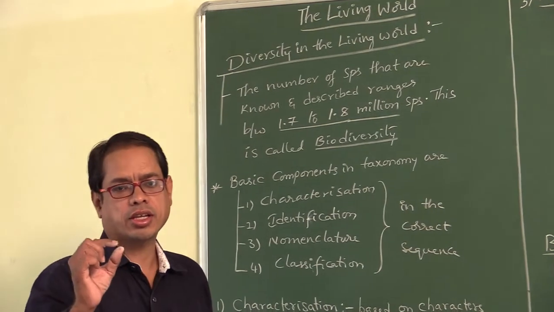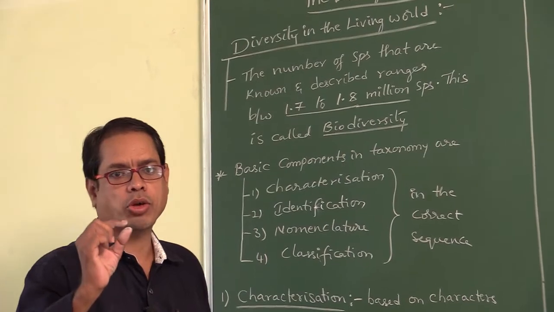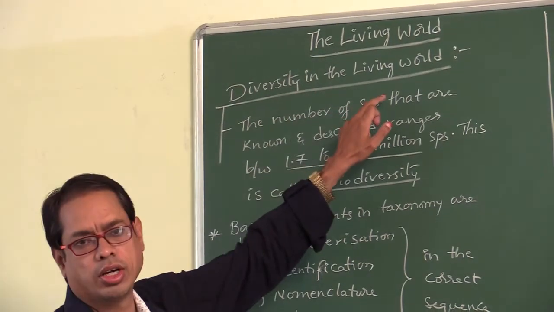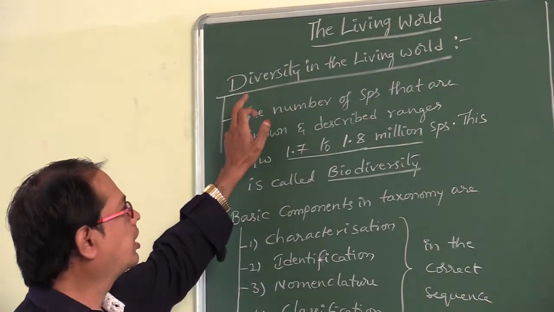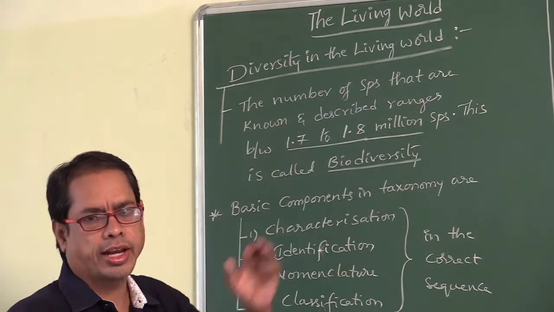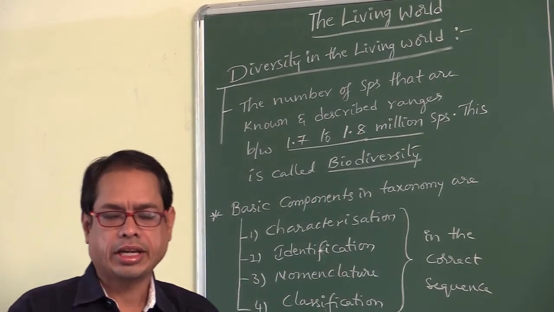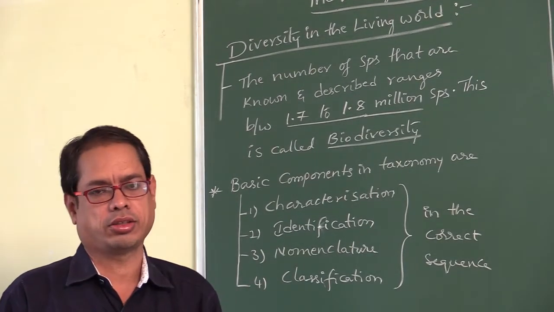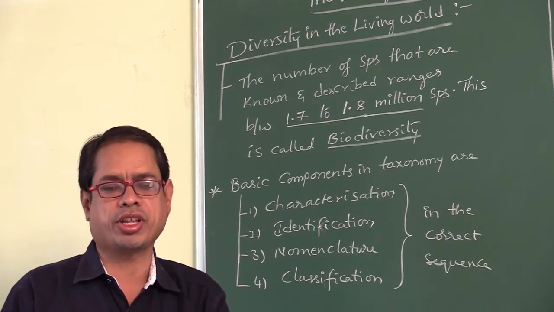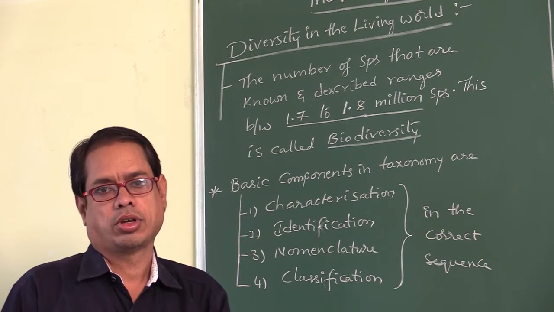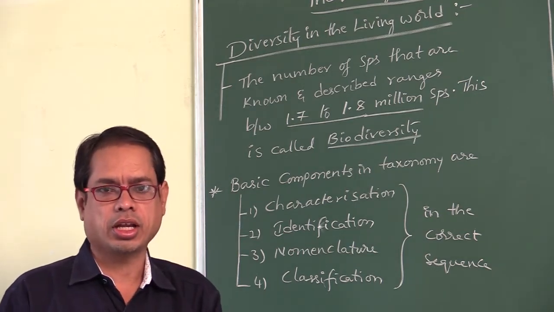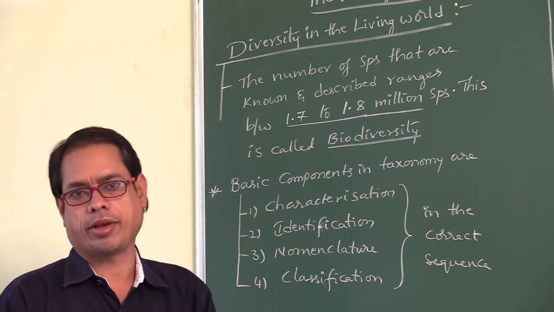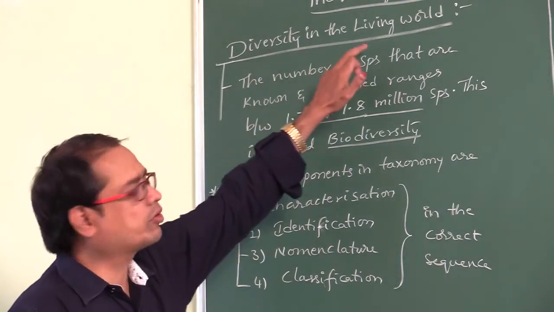Today we will discuss one of the most important subtopics in the living world: diversity in the living world. Right, what does diversity mean? Diversity means different. Different organisms are present on the earth. How many types of species are present on the earth? And what aspects come under taxonomy? Those are all aspects we will study today, right? Diversity in the living world.